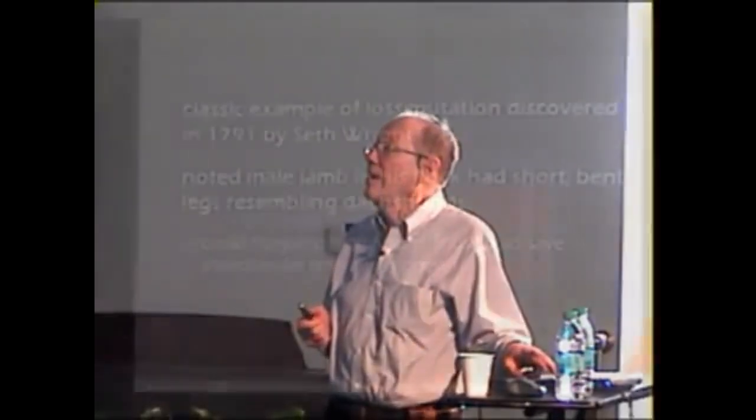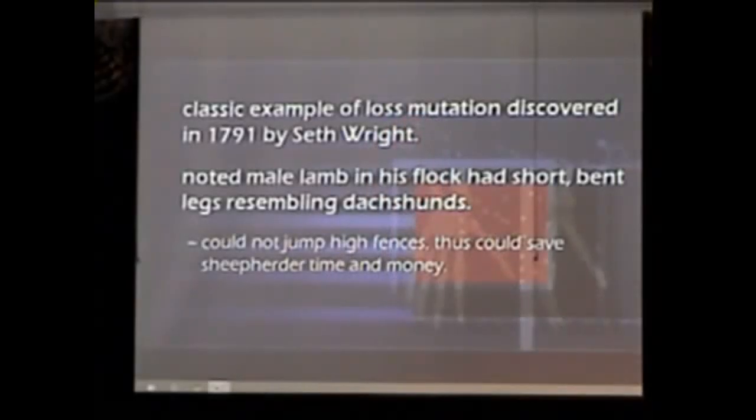So is it a beneficial mutation? Well, they thought it was at first, but now they have second thoughts. Another example is this one Darwin used in 1791. Seth Wright noted a male lamb in his flock that had short, bent legs, resembled a dachshund. And the advantage, well, it couldn't jump fences, saving the sheep herder a lot of money.